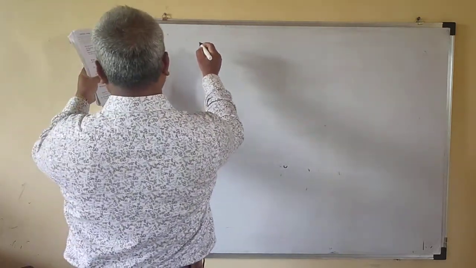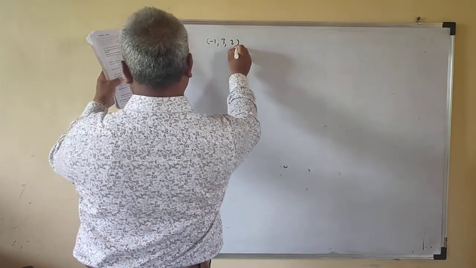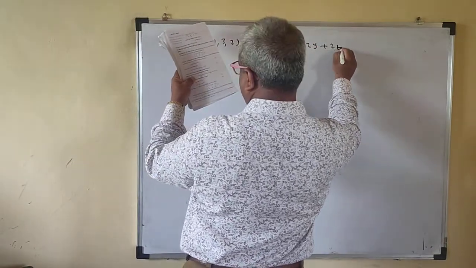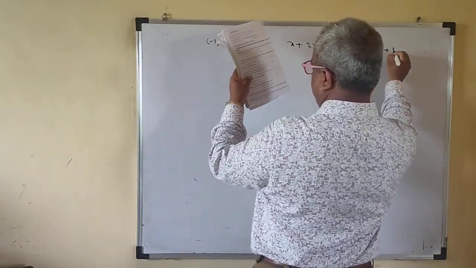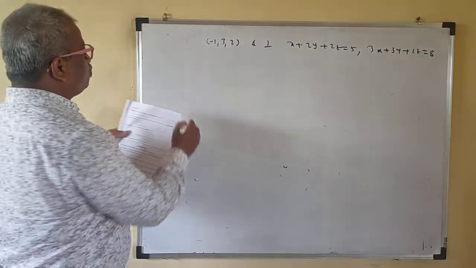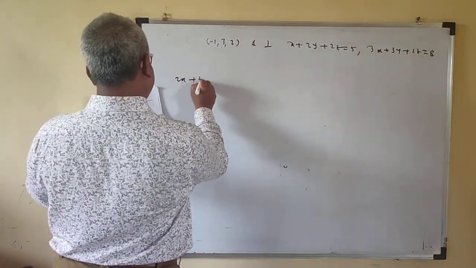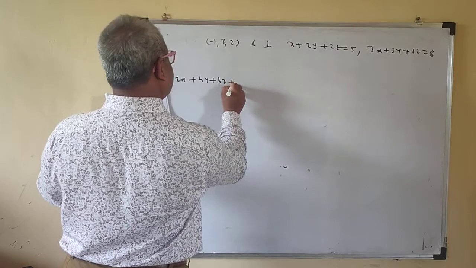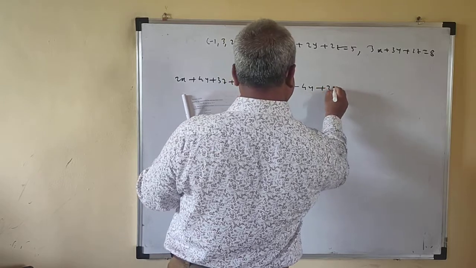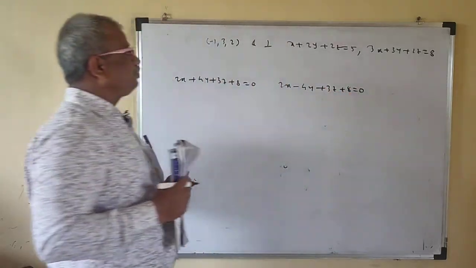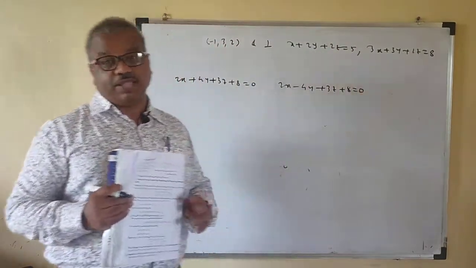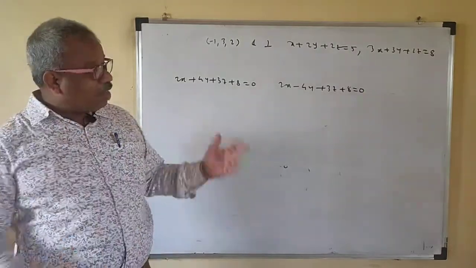Okay, obtain the equation of the plane passing through (−1, 3, 2) and perpendicular to x + 2y + 2z = 5 and 3x + 3y + 2z = 8. Suppose the options are: 2x + 4y + 3z + 8 = 0, and the second option is 2x − 4y + 3z + 8 = 0. So the equation of the plane passing through this point and perpendicular to these two planes, now that means your required plane is what?